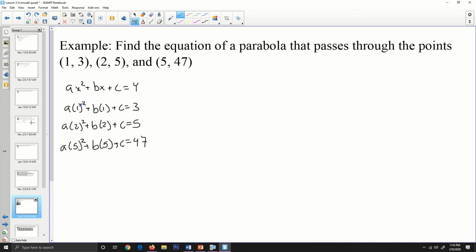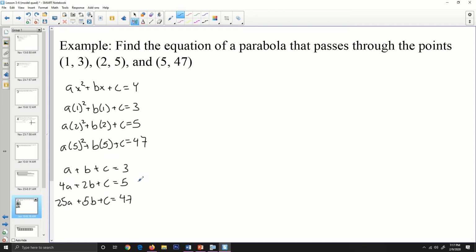All right, so if I square all this stuff out and rewrite it, I'll get a plus b plus c is equal to 3. 2 squared is 4, so I'll have 4a plus 2b plus c equaling 5. And then 5 squared is 25, so I'll have 25a plus 5b plus c equaling 47. Now here are my linear equations, and even though they have 3 variables in them, they are linear equations because the degree of each of the 3 variables is 1.